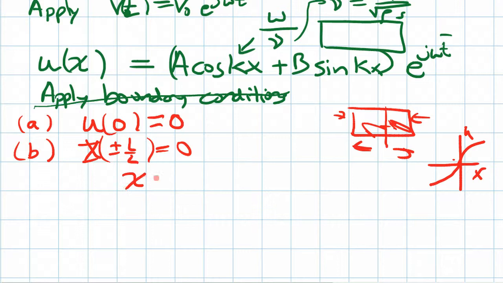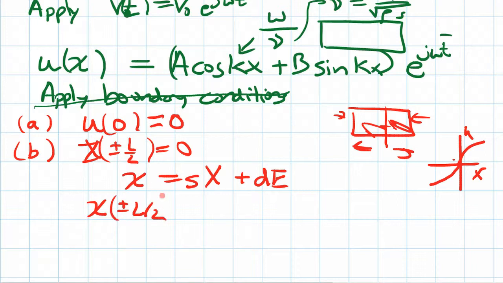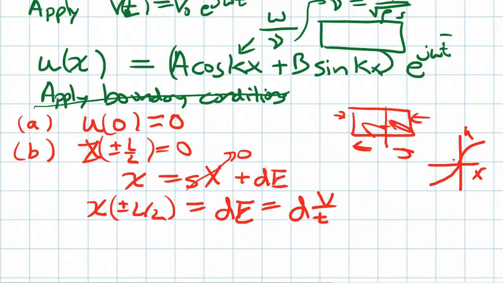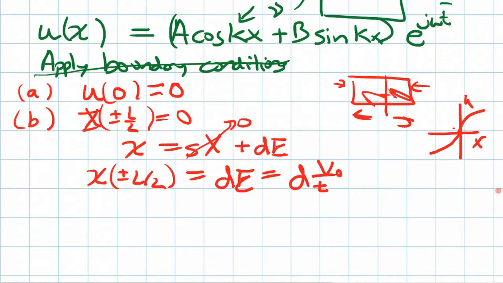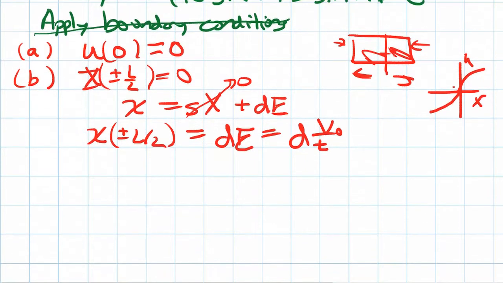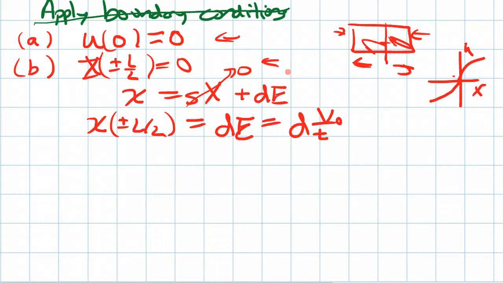And we remember from our piezoelectric constitutive equations that if we invoke them and ask what the strain is at plus or minus L/2, this ends up being 0 at that point. So we get dE, which is none other than d times the voltage over the thickness, the maximum voltage applied. Because that's the case, we can apply these two equations.